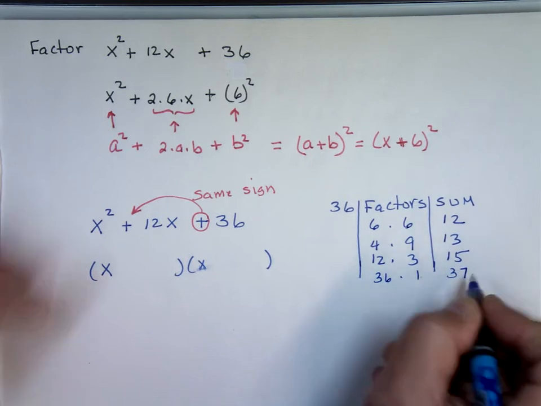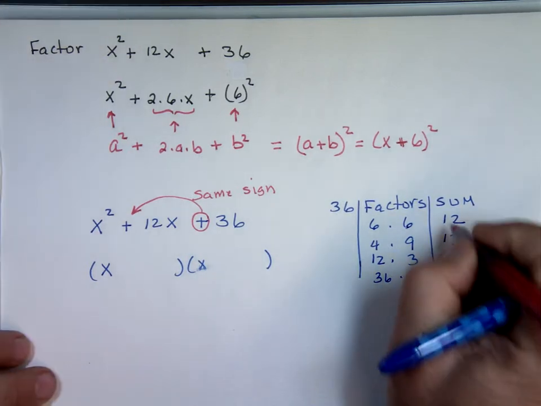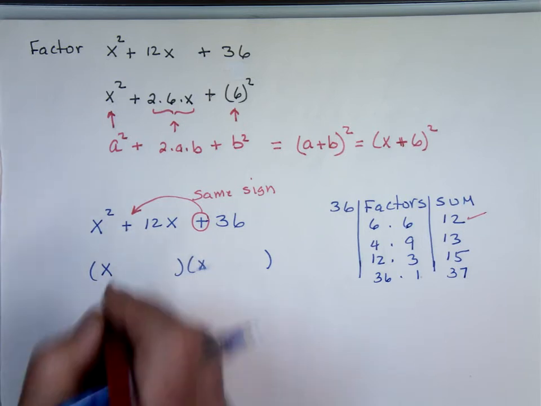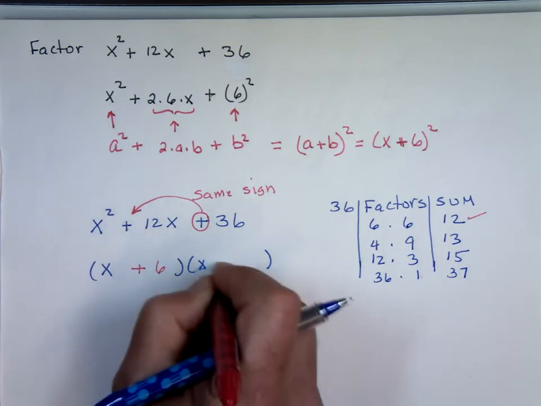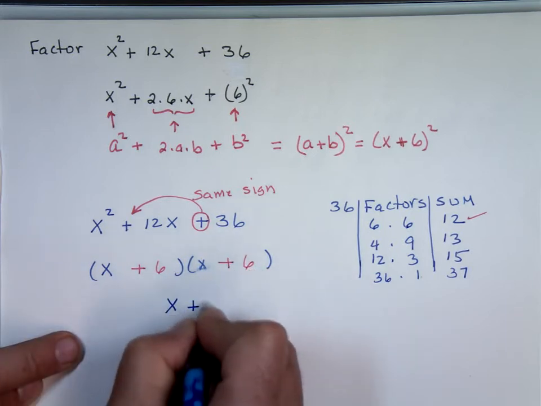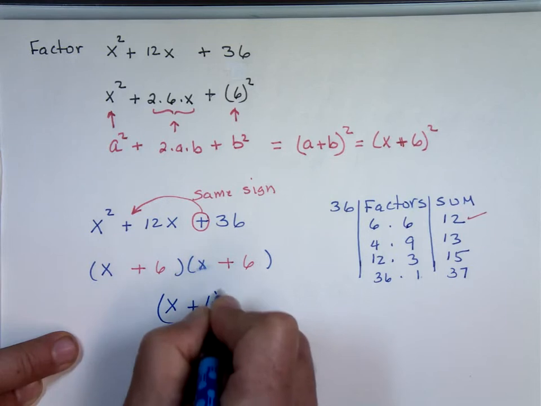The only one that gives me a sum of 12 is this one, because I want it to be plus 12. So it's actually going to be plus 6 here and plus 6 here, which is x plus 6 squared.